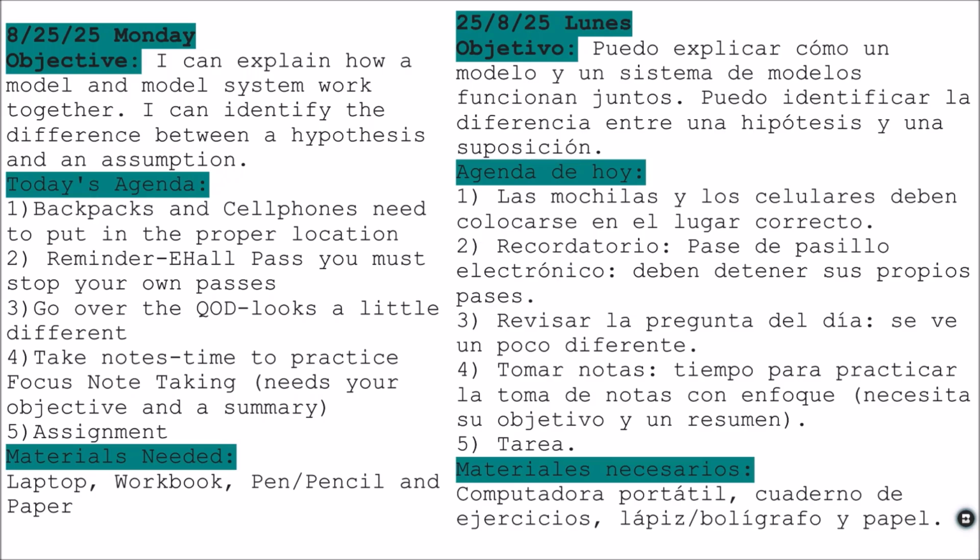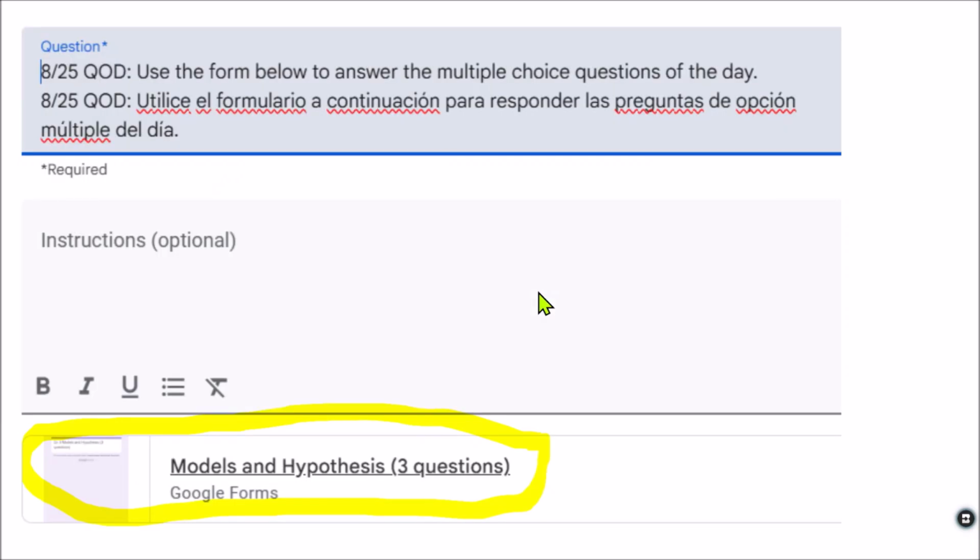All right, let's look at our question of the day. We're going to use the form below to answer the multiple choice questions of the day. You're going to click on this Models and Hypothesis. There are 3 questions. It's still worth 20 points because we do some each day that are worth 20 points. That is going to equal 100 at the end of the week.